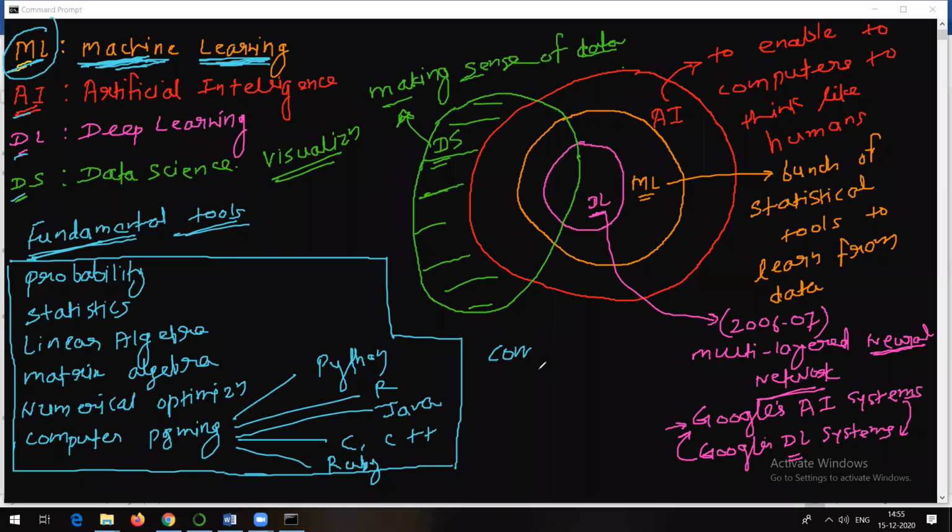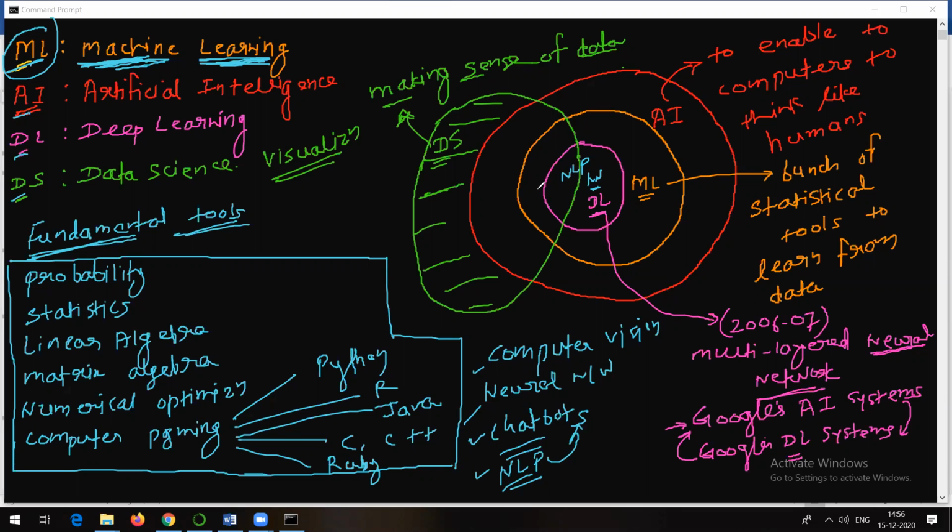There is something called computer vision, right? Then there is something called neural network, which I told you about, so neural network is going to be here. Then you might have heard about chatbots and all those things. Even in machine learning you can create chatbots and sentiment analysis. That is natural language processing, NLP, which can be somewhere here. So these terms are also there, but everything is going to come under AI.